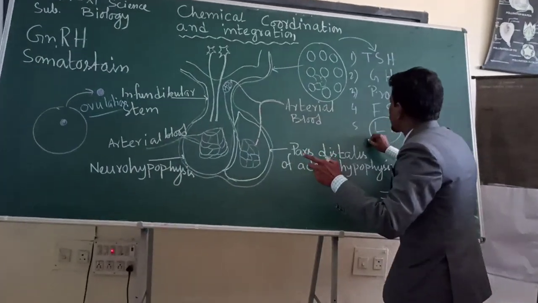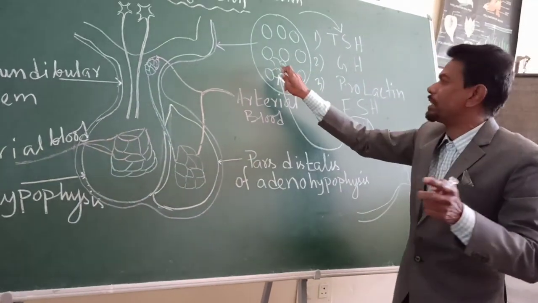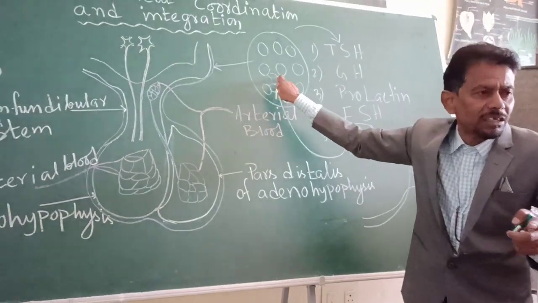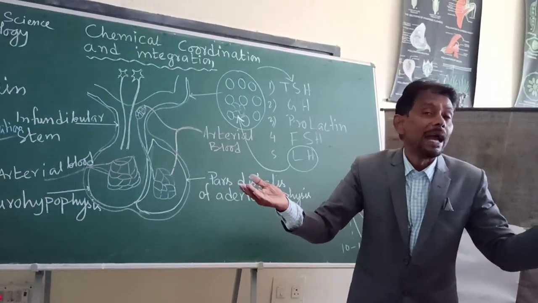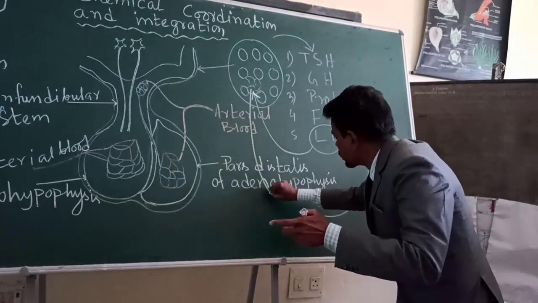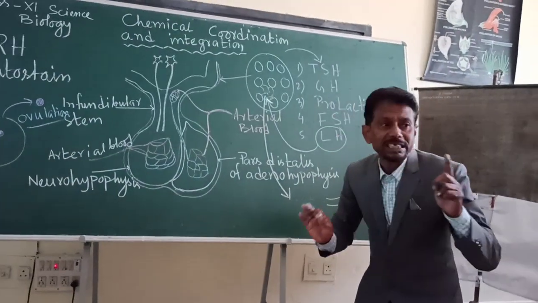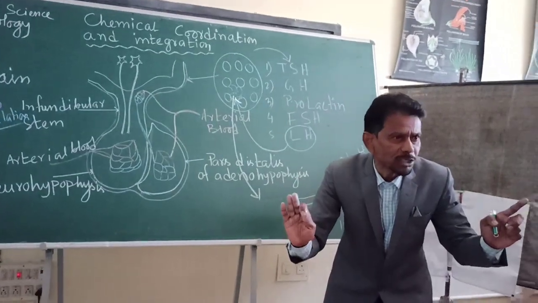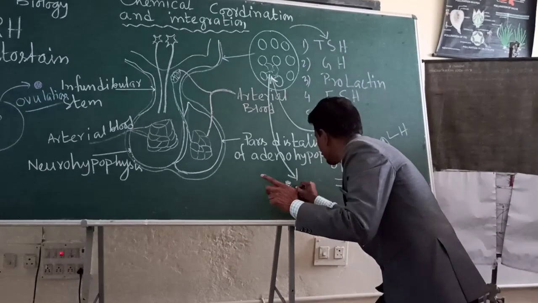This LH hormone of the pituitary gland stimulates the interstitial cell of Leydig. And what will then be the action? This Leydig cell will now produce testosterone.